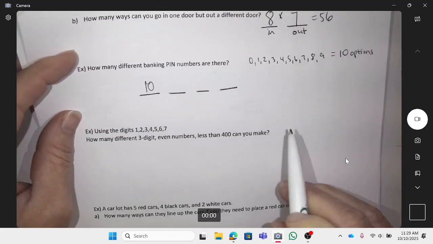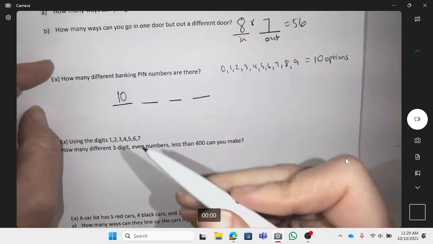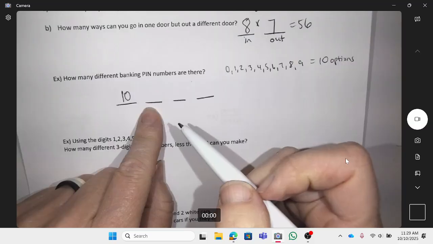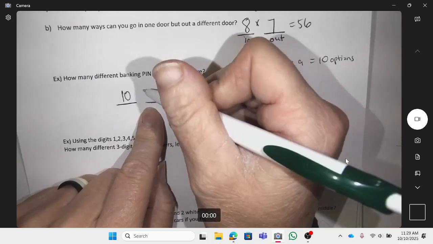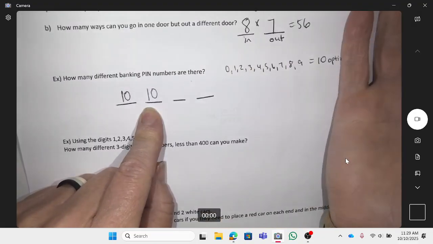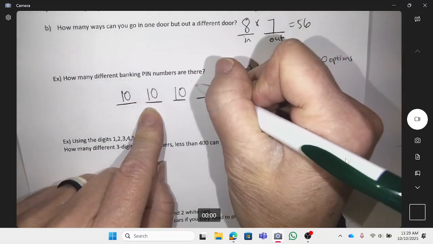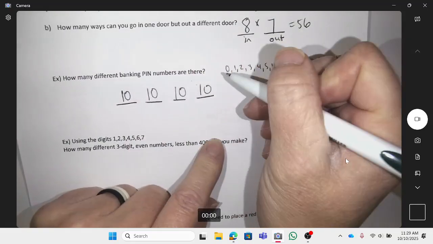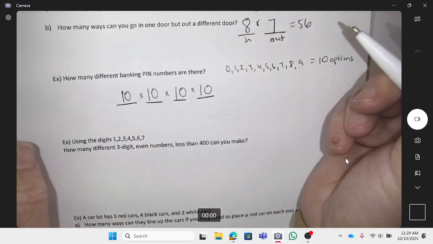Okay, so that's what I did. There was 10 options that I could put there. How many options do you have to pick from when you do your second number in your PIN? You still have 10 because PINs let you repeat. And another 10 options and another 10 options. And what do you connect that with? Your PIN is you're doing this and you're doing this.